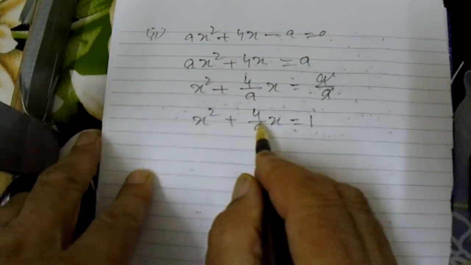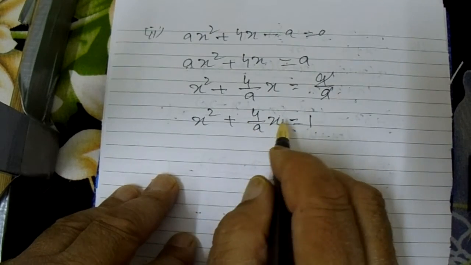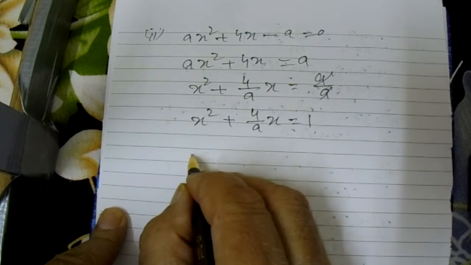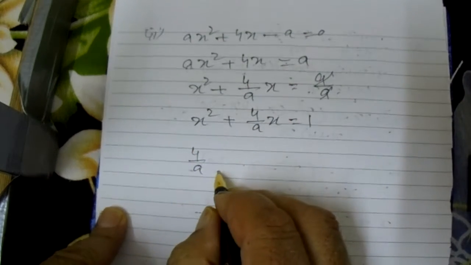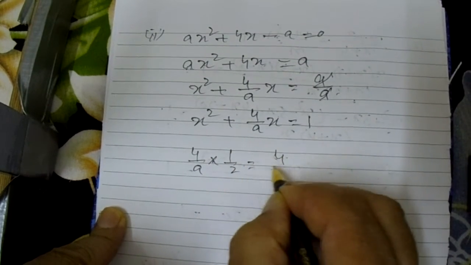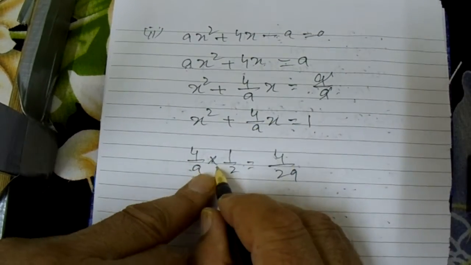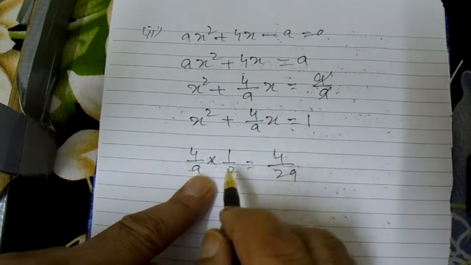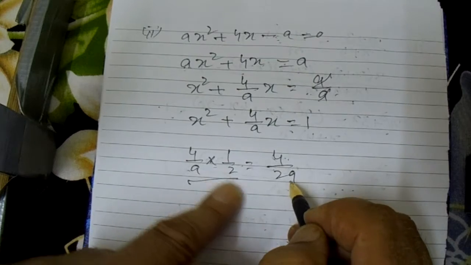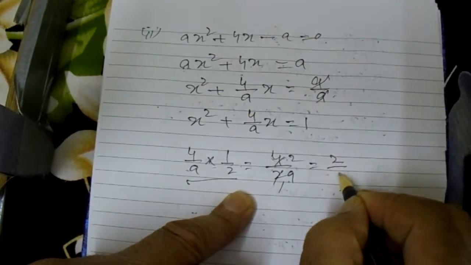Now we add, on both sides, a square. We write here the coefficient of x, which is 4 over a, multiplied by 1 by 2, is equal to 4 over 2a. This 4 over a, the coefficient of x, you multiply in every step. In every question you will do this same step: 4 over a multiplied by 1 over 2, 4 over 2a. Now you cancel: 2 1s are 2, 2 2s are 4. Now you have 2 over a.